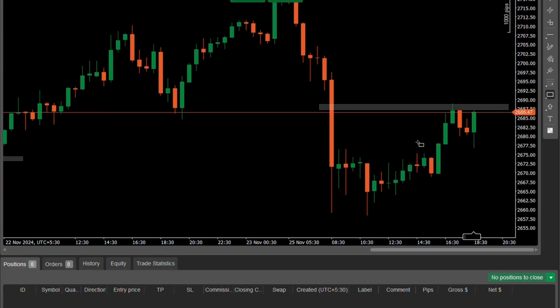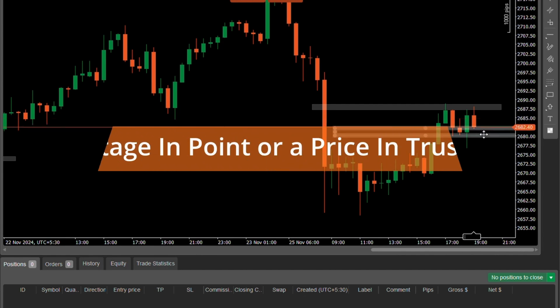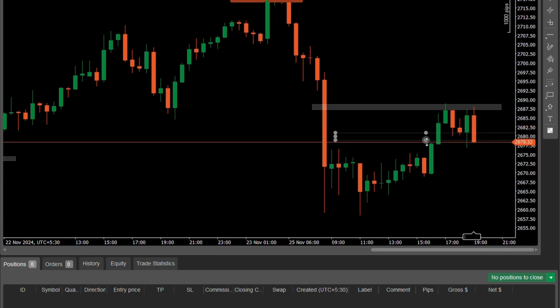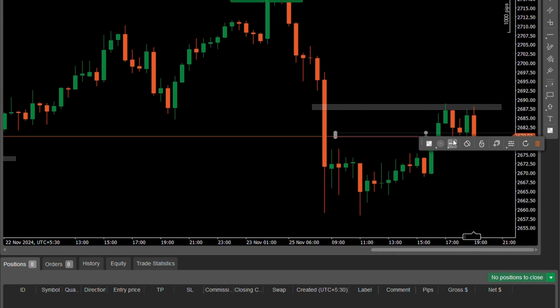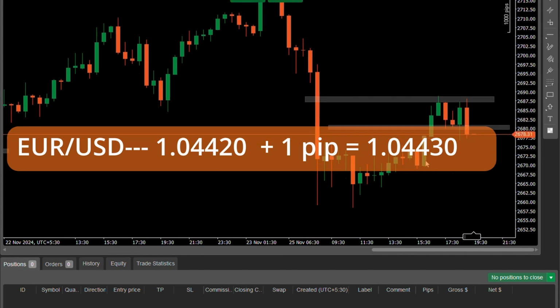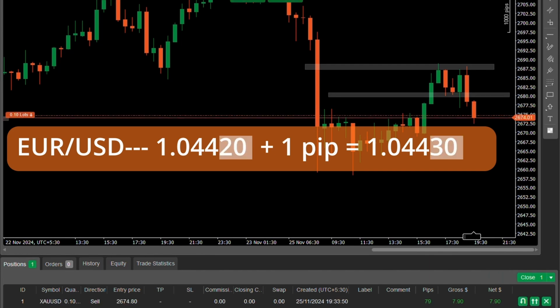What is a pip? In the land of Forex, exchange rate changes are measured in pips. A pip stands for percentage in point, or price interest point. This is a standardized measurement for the smallest whole unit price move that an exchange rate can make. If the euro dollar is sitting at 1.04420 and its value gained by 1 pip, it would move to 1.04430. Most currencies are written to the 4th decimal place, with the 4th decimal place representing 1 pip.